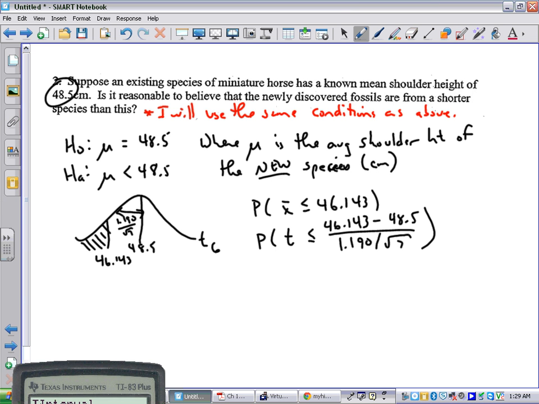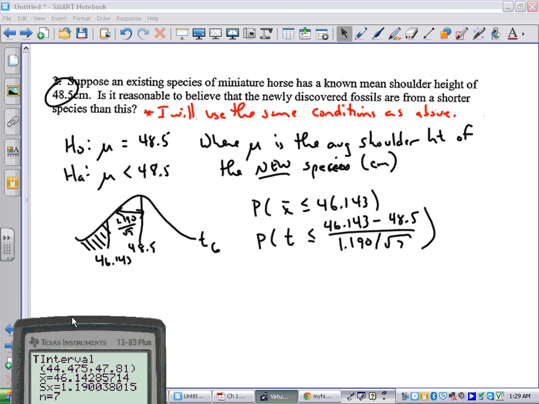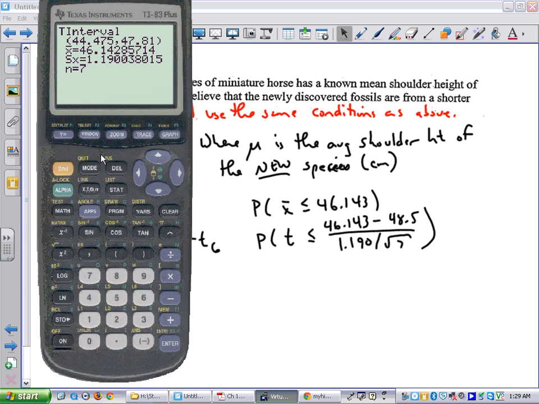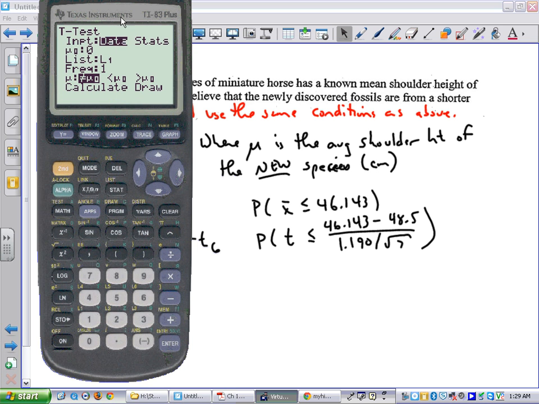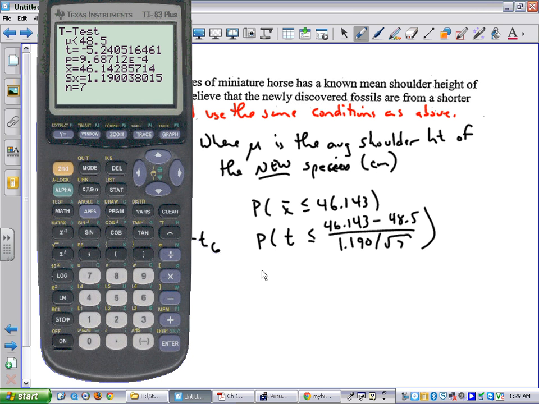And again, we could do this in the calculator or the long way. For right now, I'll use my calculator. And so I would go stat test t-test. Again, the data is already in there, but my new mu naught is 48.5. The data is in L1. I'm doing the one-sided less than test, and I calculate a t-test statistic of negative 5.24, and I would get the p-value of a very small number here.